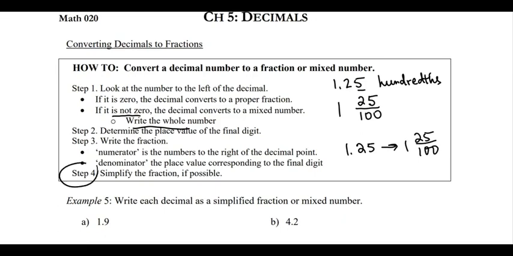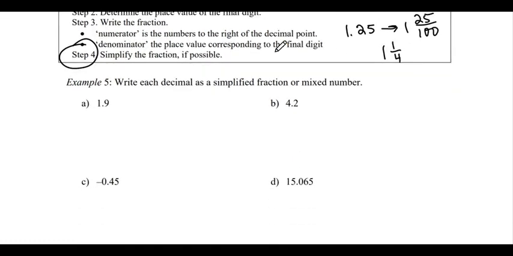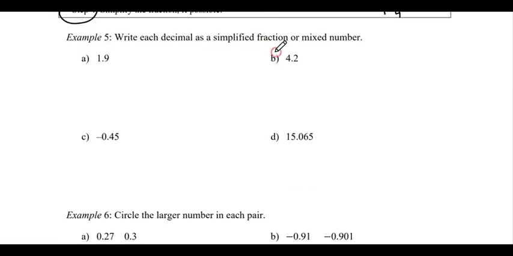And then the last step right here: simplify the fraction if possible. 25 goes into 100 4 times, so we have 1 and 1/4. Okay, so that's how this process works. So let's go ahead and look at example 4, example 5, and write each decimal as a simplified fraction or a mixed number, right?